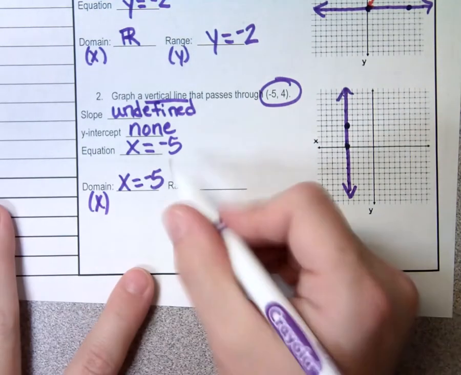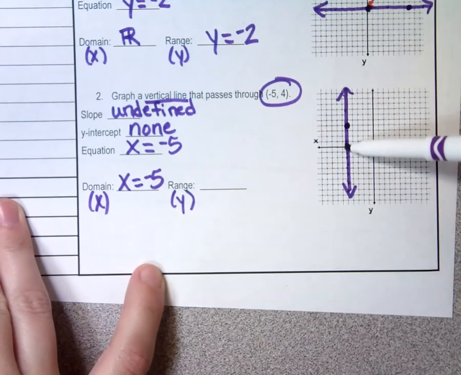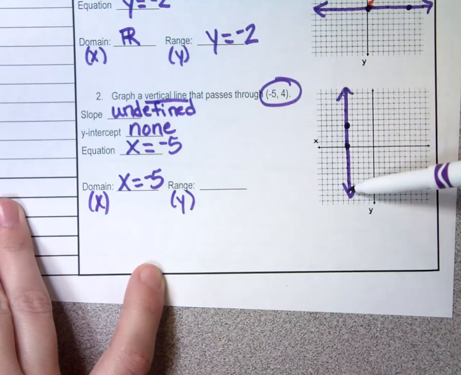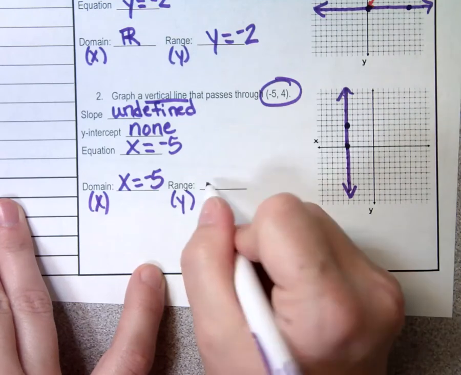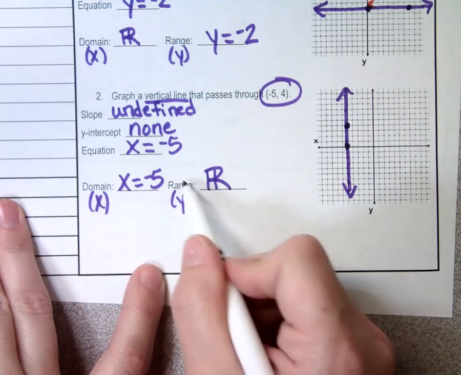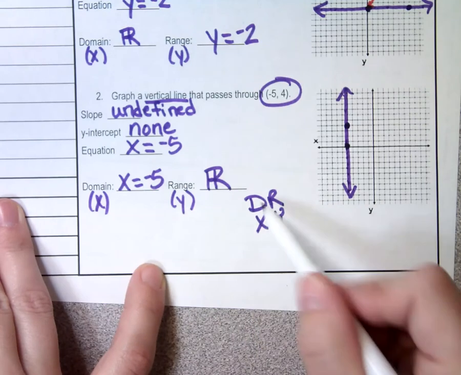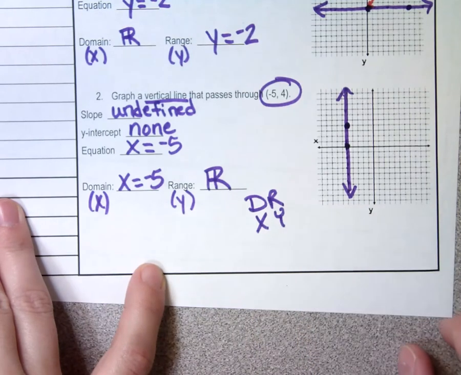Your range are your y's. The y-axis is up and down, so range wants to know what's happening up and down. Does this graph go forever up and forever down? Sure does. If it goes forever down, it hits all the negatives. Forever up, it hits all the positive. So the range is all real numbers. And remember, if you can't remember domain or x's and range or your y's, remember Dr. XY. Domain x, range y.